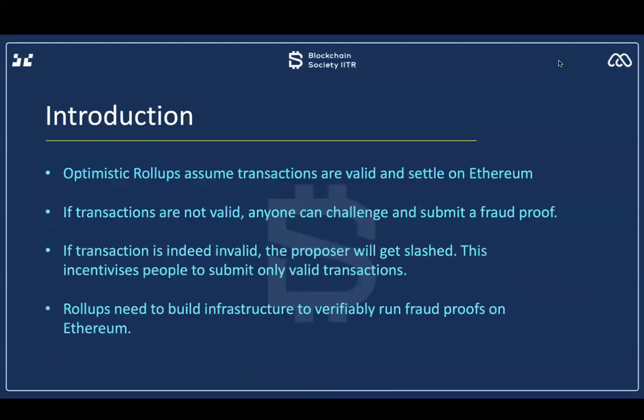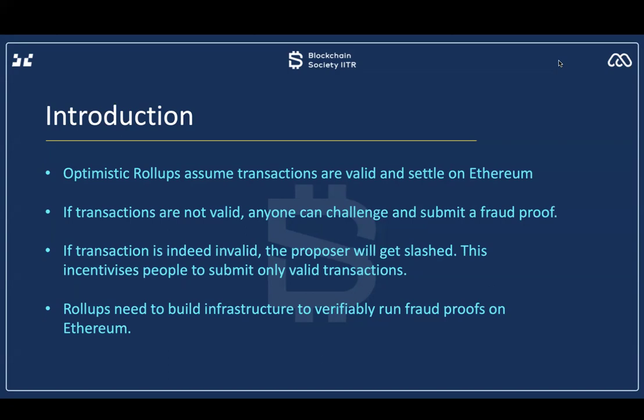So let's have a quick overview of what optimistic rollups are. Optimistic rollups basically assume that the transactions that you're submitting on the rollup are valid, so that way you don't have to re-execute every single transaction. On Ethereum, when you submit a transaction, every single validator is basically checking if the transaction is correct or not, and that incurs a lot of computational cost, hence the high gas fees on layer ones.